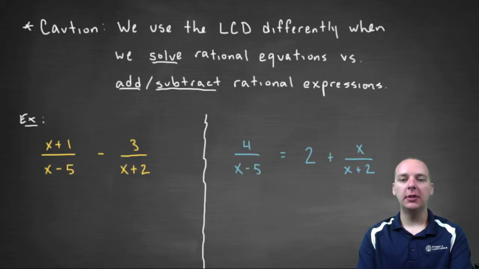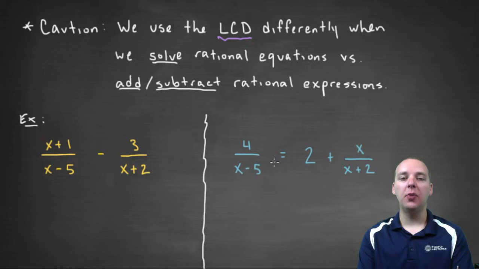So here's a couple examples. On the left, we have what's called two rational expressions that you're going to add. This is not an equation. There's no right or wrong answer for x. Notice it's not equal to anything. We're just trying to add these two together. x plus 1 over x minus 5 minus 3 over x plus 2. We're going to need the LCD, the lowest common denominator of these two guys, to do that.